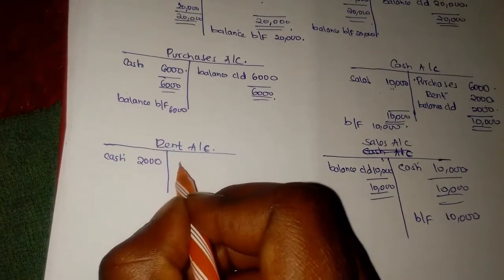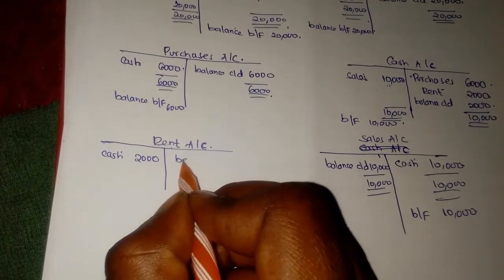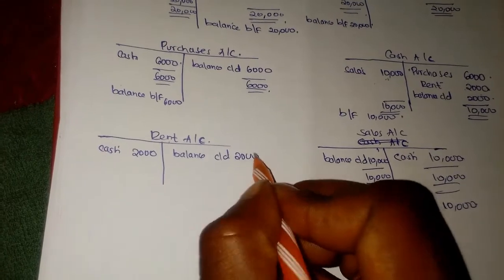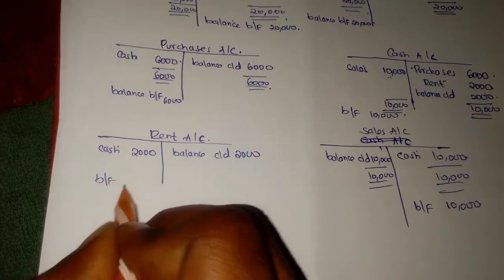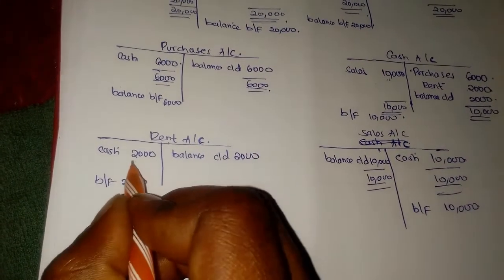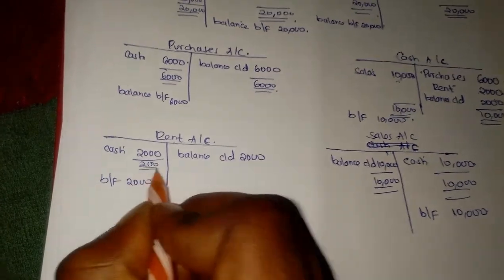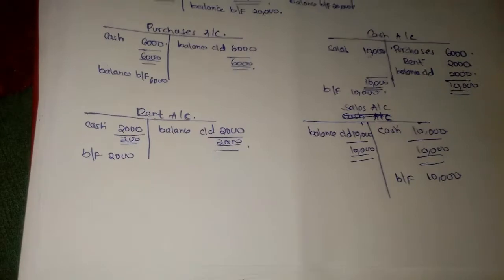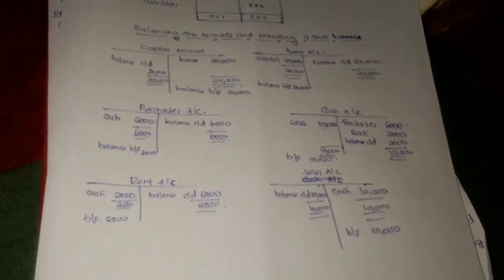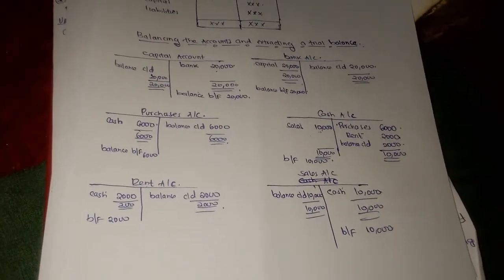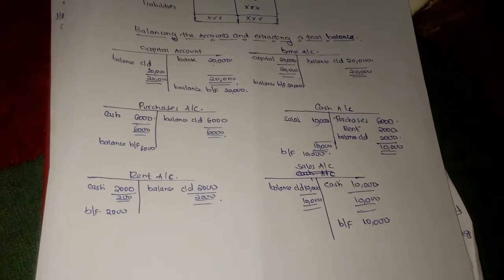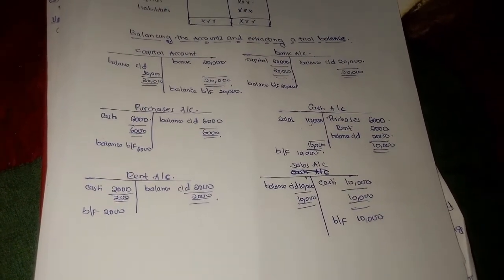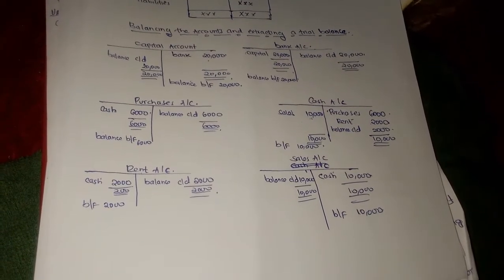Then for the rent account, we have balance carried down, which is 2,000. So balance brought forward here will be 2,000. If you balance well, it comes to 2,000. Good. And that's how we are balancing our accounts.